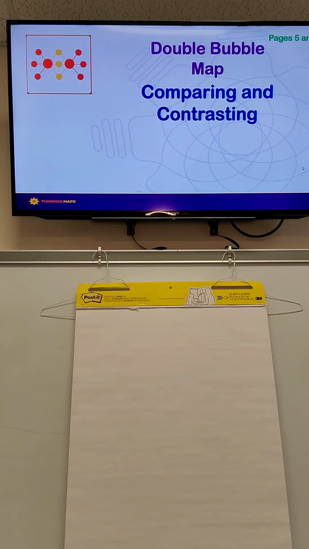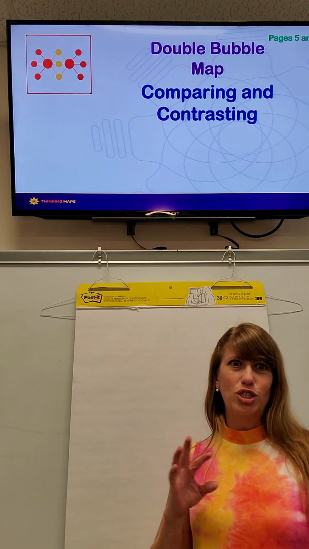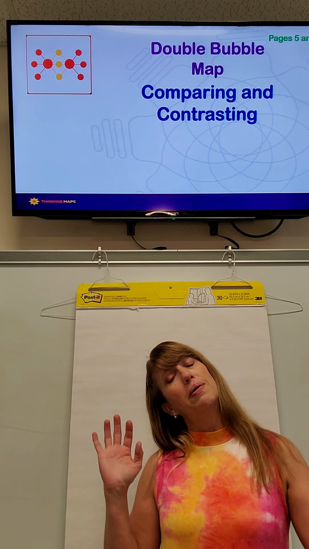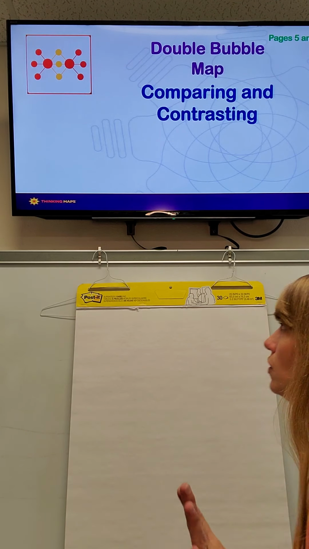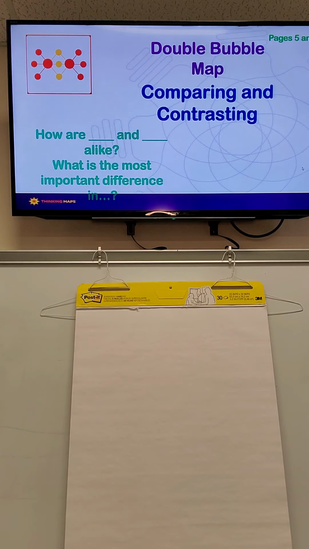So the other map we're going to talk about when we do our flow map is called the double bubble map. Now, a double bubble map makes you think maybe it's just like the bubble map, but it's not. A double bubble map is two things being compared and contrasted. So we're not necessarily using adjectives the same as we were in the bubble map. Some questions that might ask are, how are blank and blank alike? Or how are they different? What is the most important difference? Or what are some ways they are similar?